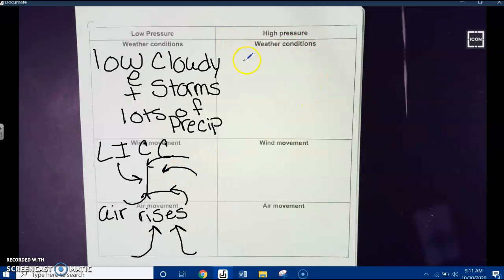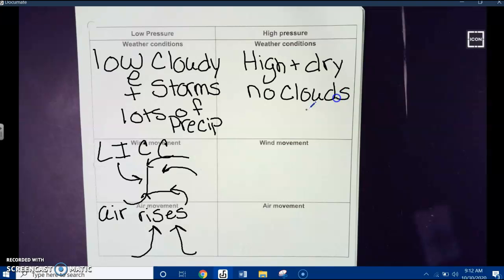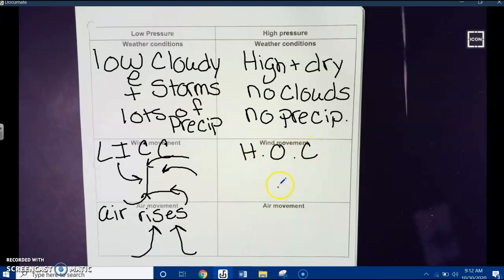All right, high pressure systems, we say that they are high and dry. There are no clouds and no precip. No clouds, no precipitation, high and dry. So a high pressure system is typically where we get really nice weather. It's nice and sunny. So the abbreviation here for the wind movement is HOC, high, out, and clockwise.